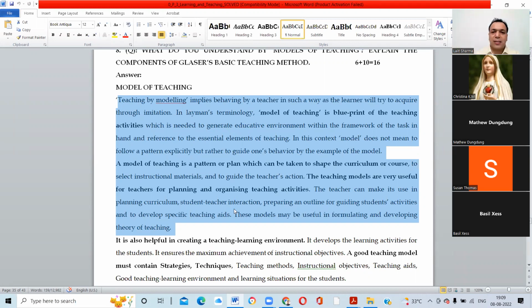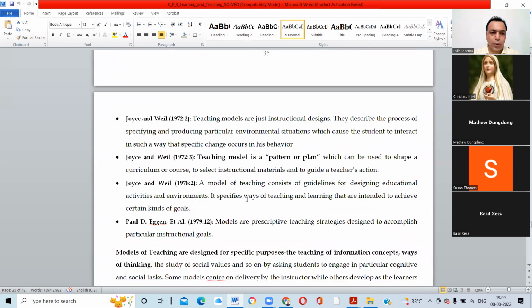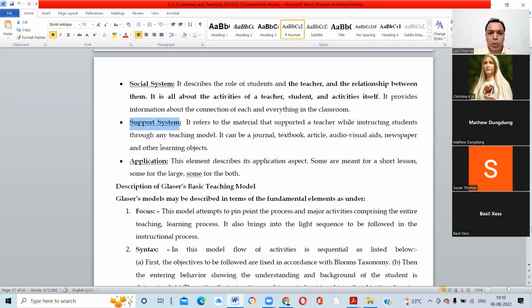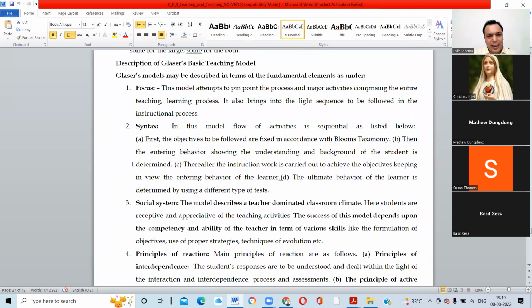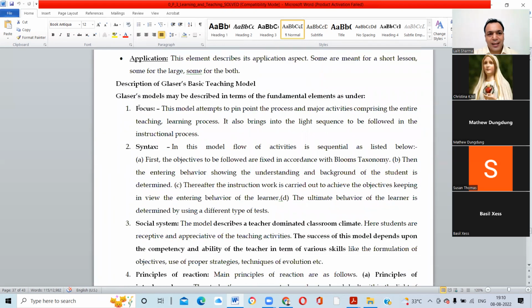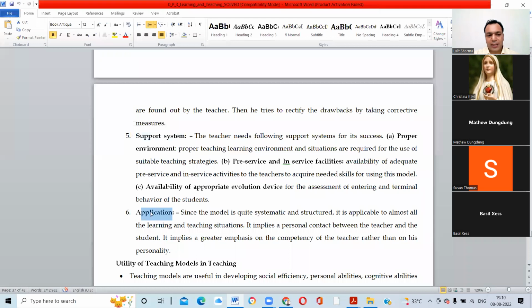This is for teachers. These are for teachers, right? Teaching models, okay? Means how the teacher proceeds, which method the teacher has to use. So these are the components of models of teaching. That 6 components: focus, syntax, principles of reaction, social system, support system, and applications. Okay. Then these components, you have to explain, according to Glaser's teaching model. Okay, how the focus, syntax, social system, principle of reaction, support system, and applications.